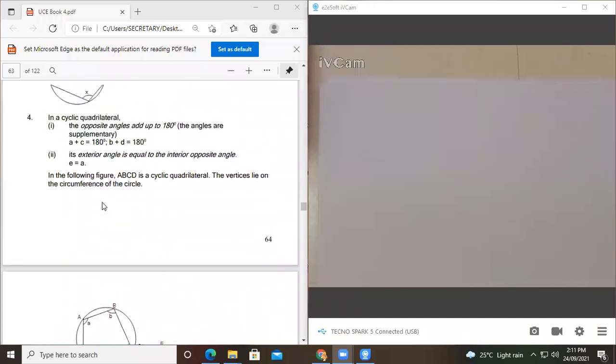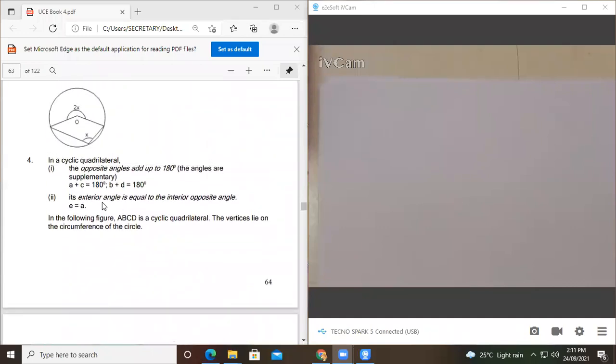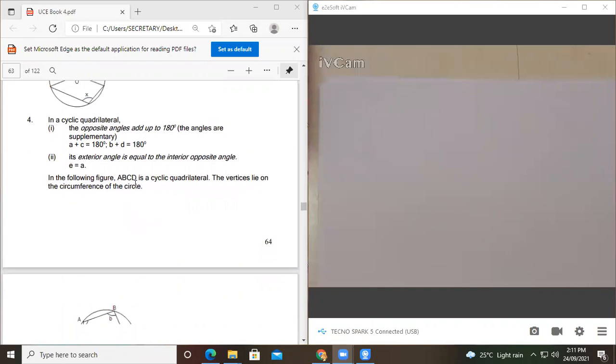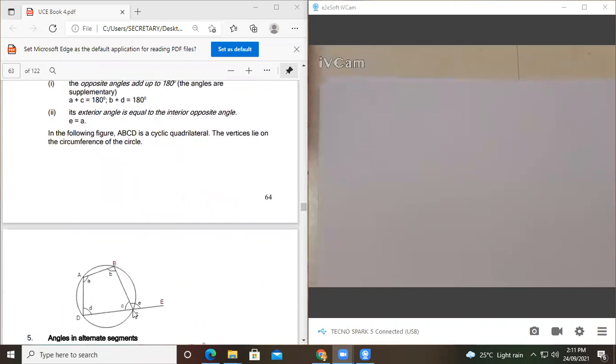And what was this property telling you? It was telling you that the opposite angles of a cyclic quadrilateral, a four-sided figure that is drawn inside a circle, add up to 180 degrees. So A plus C is equal to 180 degrees, and also B plus D equals 180 degrees.